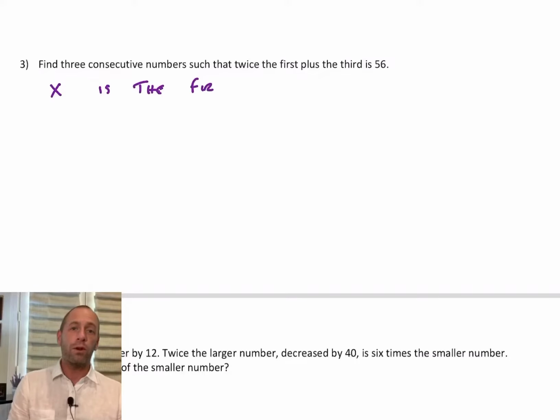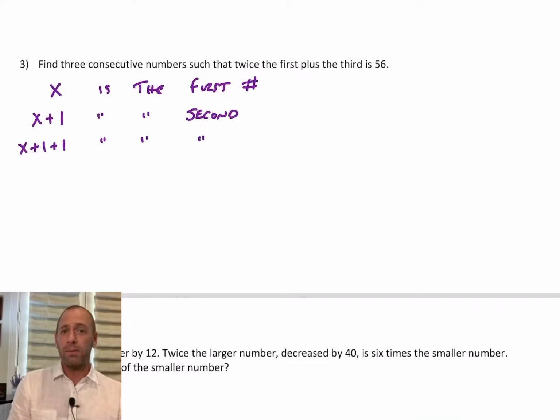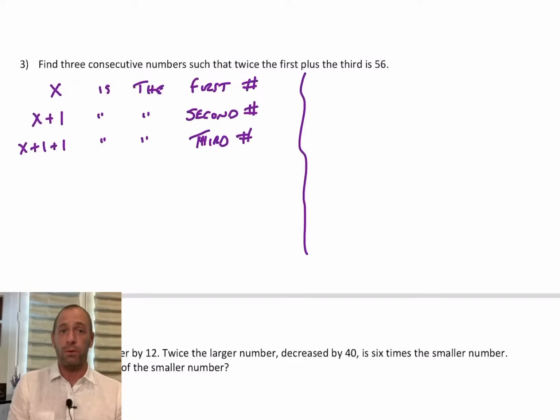So that's what we're going to define as X. X is going to be the first number in our list. The next number is going to be one more than that. Don't make the mistake of saying Y is the second number and Z is the third number. It doesn't make a whole lot of sense when you start having 3 variables. We just know that X plus 1 would be the second, and X plus 2 would be the third number.